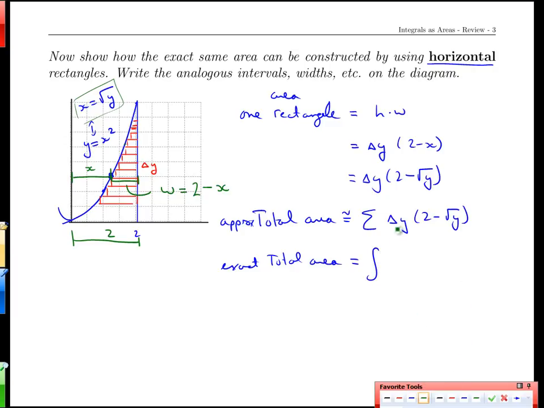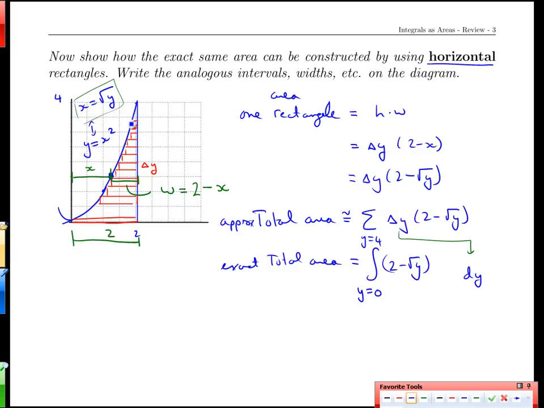We're going to move things around here to make it look a little more traditional, but that's all we're going to do. We're going to take the delta y, make it a dy, and we're going to take the 2 minus root y and just keep it as is. And then we're going to remind ourselves that this is an integral with respect to y, so we have to go from y equals what to what? Well, the first rectangle was down here at y equals 0. The last rectangle was at the top, and if x equals 2, then the top y coordinate would be y equals 4. So our integral goes from y equals 0 to y equals 4, all these slices.